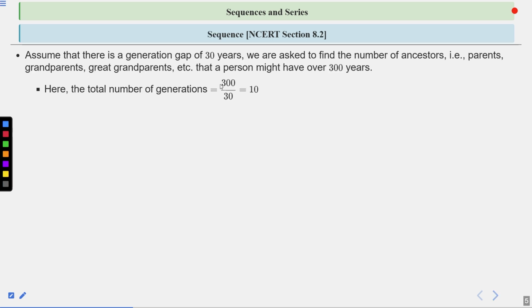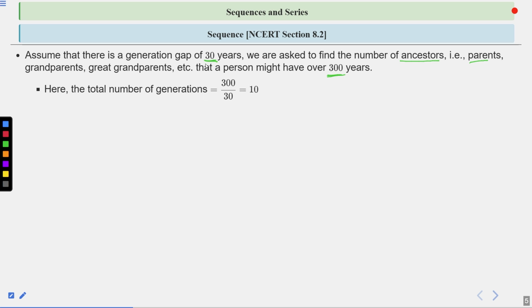Now, assume that there is a generation gap. So let's have an example. Using this example, you will have some sort of idea about sequences. Okay. So a generation gap of 30 years. We are asked to find the number of ancestors, meaning parents, grandparents, great grandparents, etc. that a person might have over 300 years. Simple question, simple understanding.